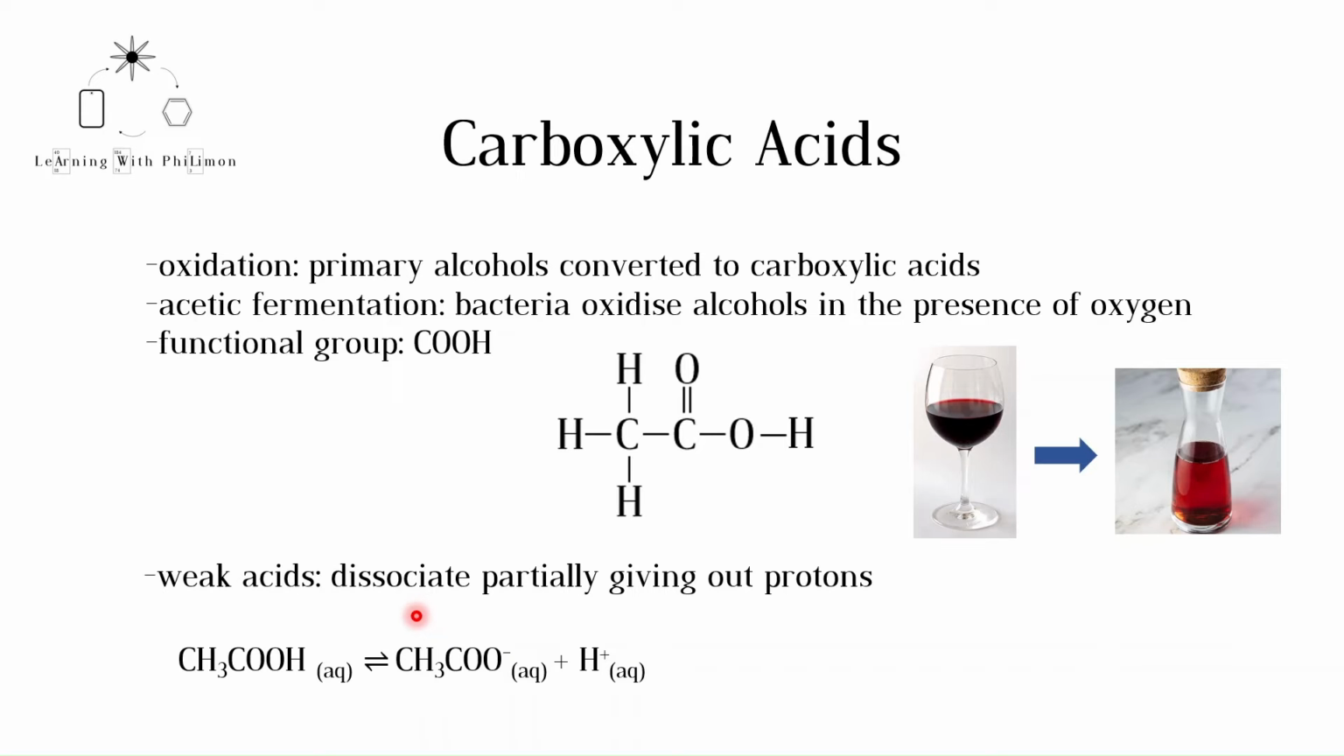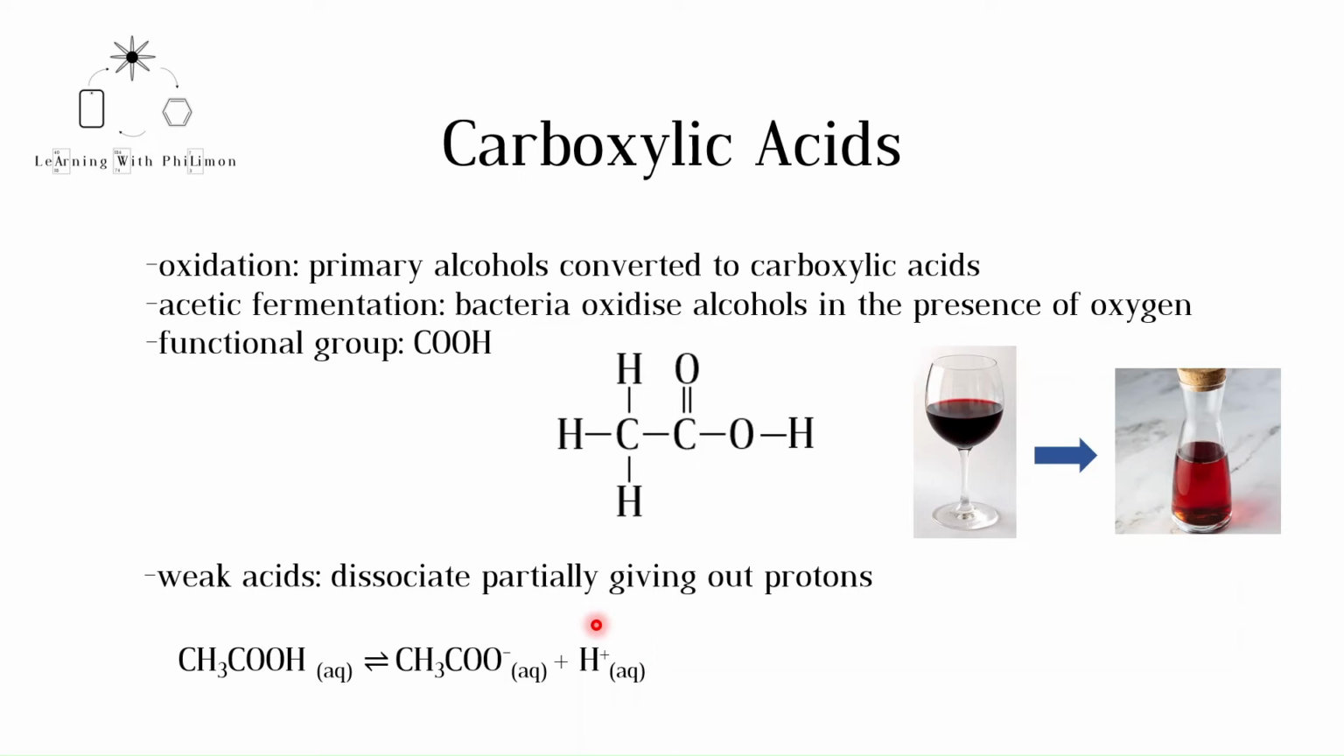This is why we see a double-headed arrow in the equation, indicative of an equilibrium, rather than a single-headed arrow. For more on the double-headed arrow, please watch the equilibrium playlist. Substances that give out a proton are considered Bronsted-Lowry acids. For more on acids, please watch the videos in the acids and bases playlist.